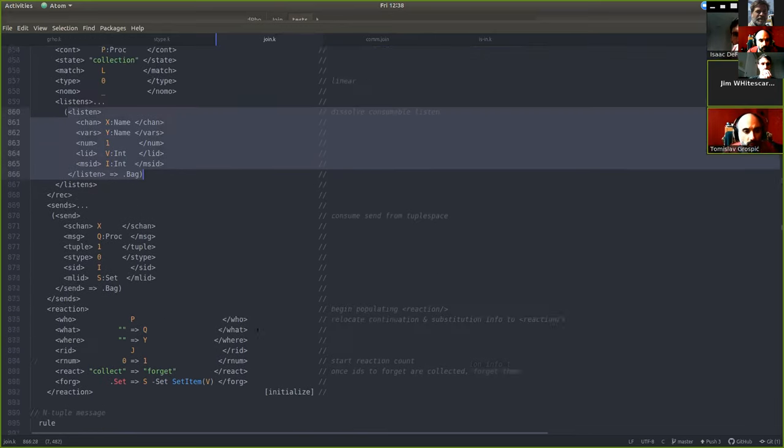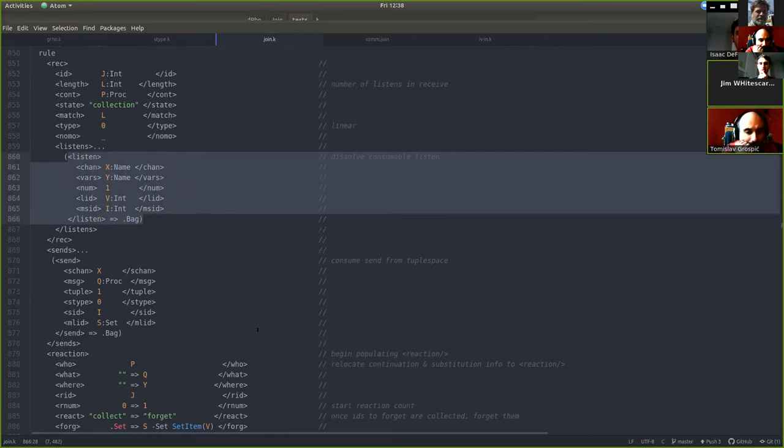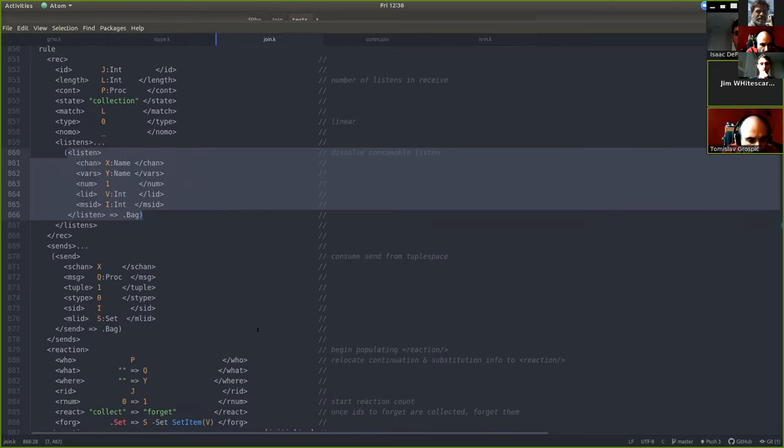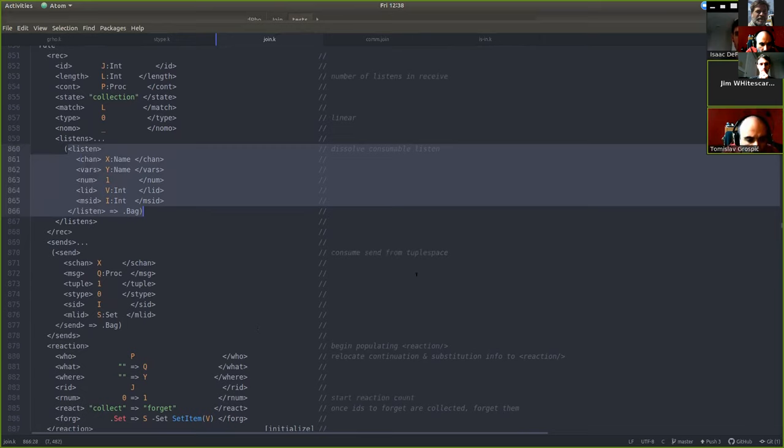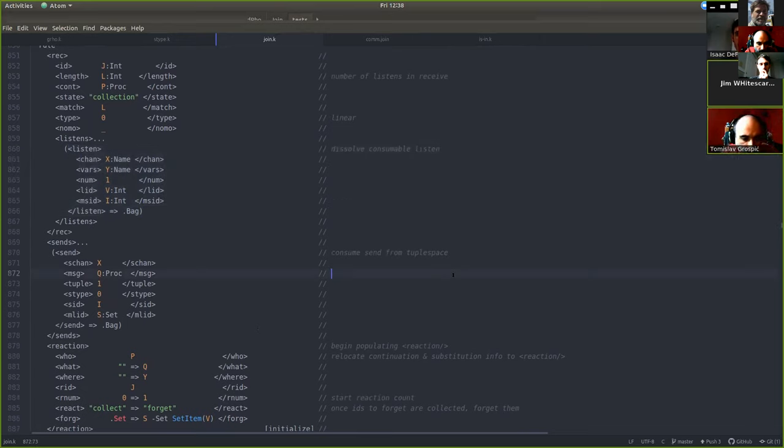Can I ask you more about the syntax? For example, this collect and the arrow to forget. What exactly is the syntax with the arrow? So the arrow is basically the rewrite rule, right? I'm defining the left and the right side for rewriting a term here, and that term is the configuration, right?